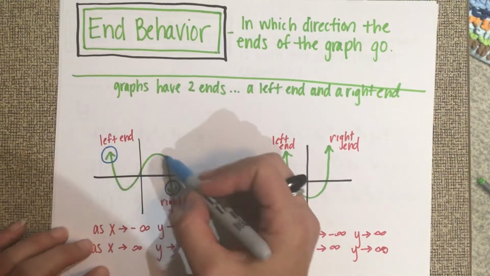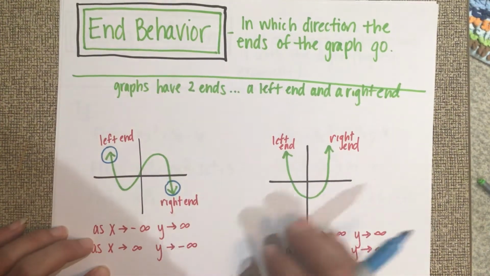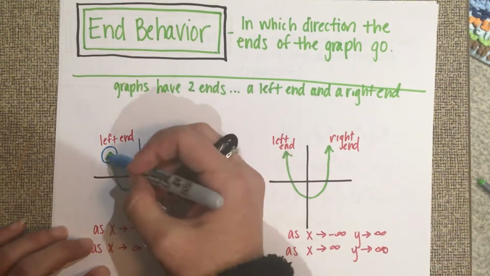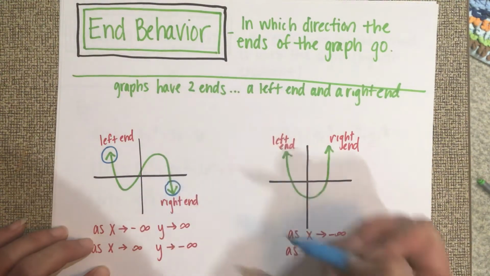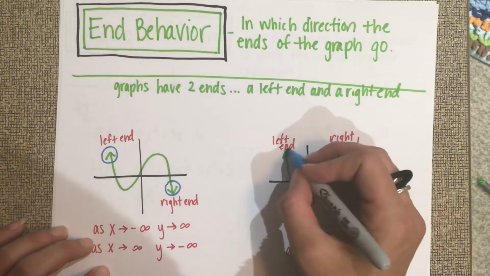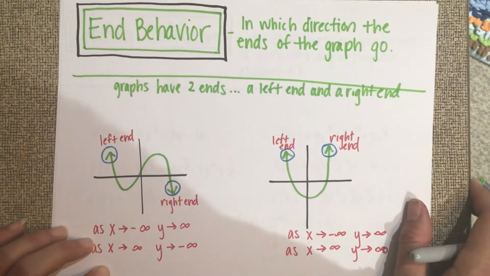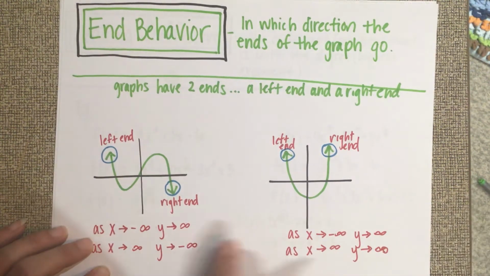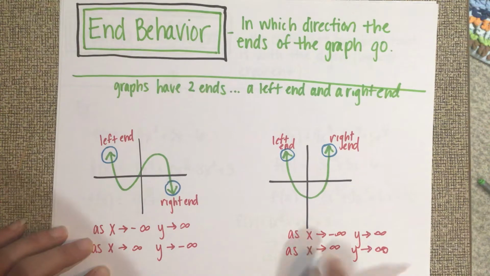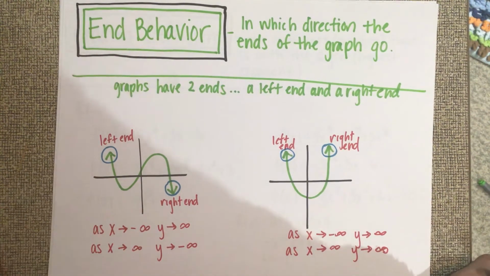We really don't care what's going on in between. There's going to be a lot that happens in between. These are two pretty basic ones. Sometimes you can have graphs that just keep going up and down and up and down. It doesn't matter. We're only concerned with the ends of the behavior, or the ends of the graph. Okay, so that's all we're looking at. When we write end behavior, it's going to look like this and look like this. Okay, and that looks really intimidating, but I promise you it's not bad at all. So we're going to talk about that.